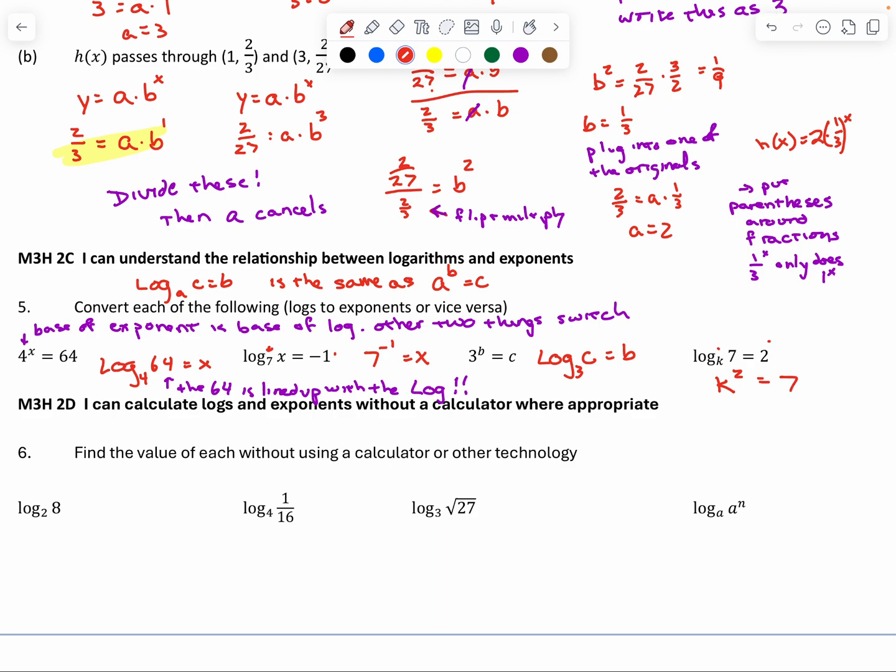Okay. Calculating these, I babbled about this at the very end of my class anyways. Set it equal to x and then rewrite it. Base of the log is the base of the exponent. Then the other two things switch. Oh. Okay. 2 cubed is 8. Okay, 1 over is negative, and 4 squared is 16.